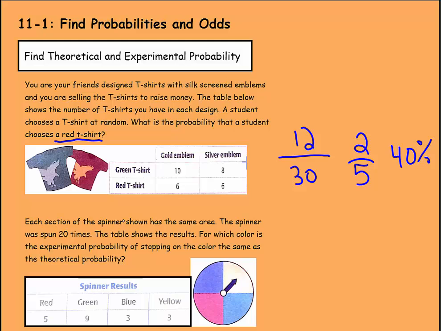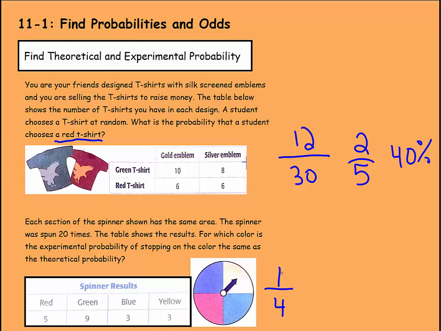Let's do this one then. Each section of the spinner shown has the same area. The spinner was spun 20 times. The table shows the results of spinning that spinner. For which color is the experimental probability of stopping on the color the same as the theoretical probability? First, maybe it'd be good if we thought about the theoretical probability. Since there are 4 total outcomes, that would go on the bottom in theoretical probability, and there's only 1 favorable outcome. So that would be our theoretical probability of landing on the color you want.